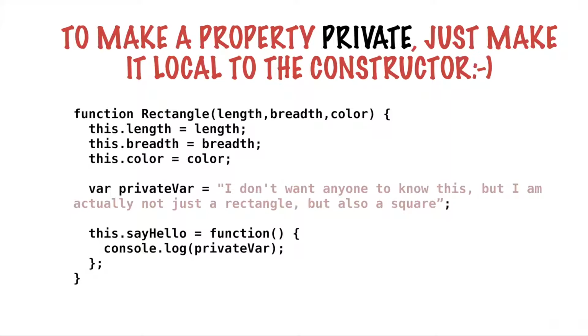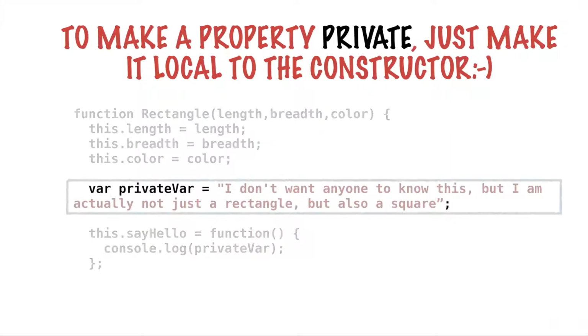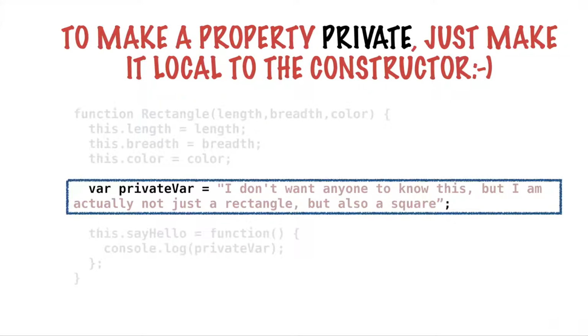In addition to length, breadth, and color, which are the public properties of rectangle, we have a private variable called private var and a function property. We'll zero in on the part that's different. Notice this local variable. It's local to the function rectangle, which is an object constructor.